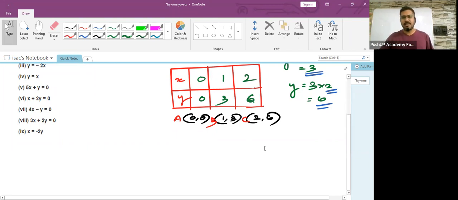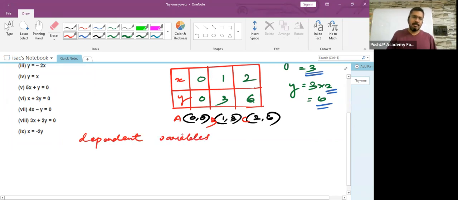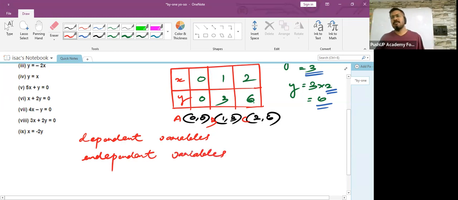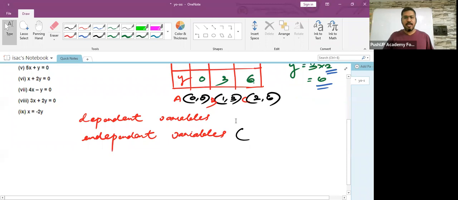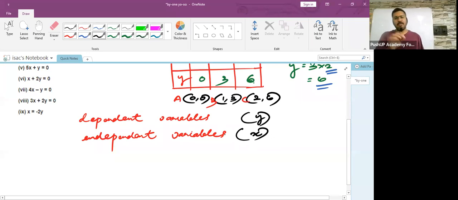Now, before I step into the graph, I have to teach you 2 simple terms which are known as dependent variables and independent variables. I will give you an illustration. Children, in this particular case, y is equal to 3x. In y is equal to 3x, x will be the independent variable and y will be the dependent variable. Can you please make a note of this? I will explain it after that. In this particular situation, the independent variable is x and the dependent variable is y. Note it down, then I'll explain it.